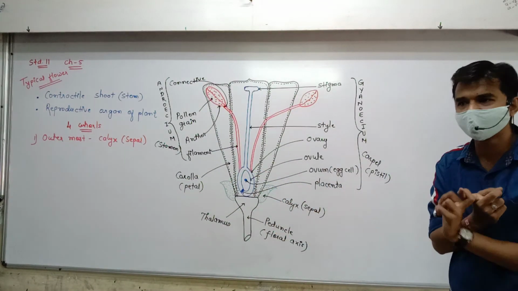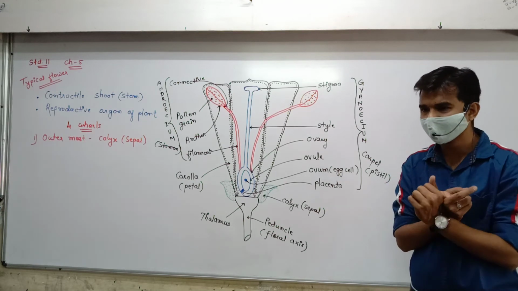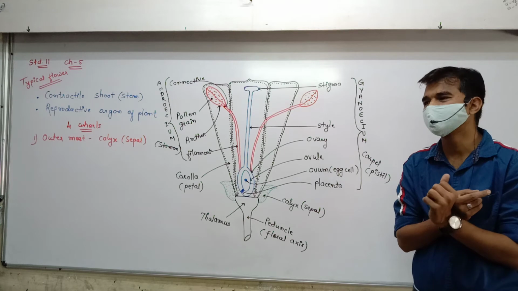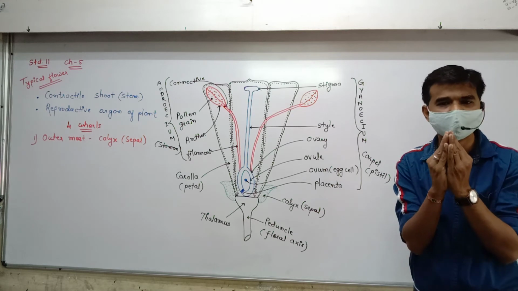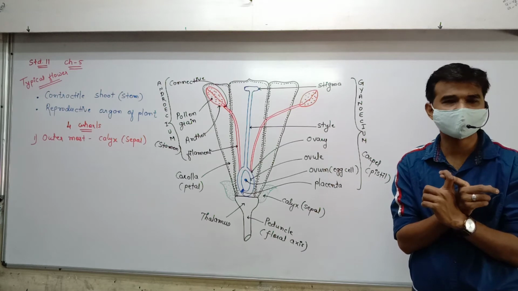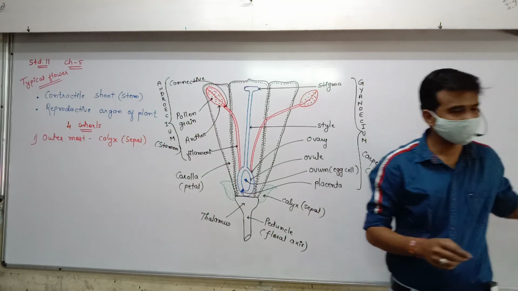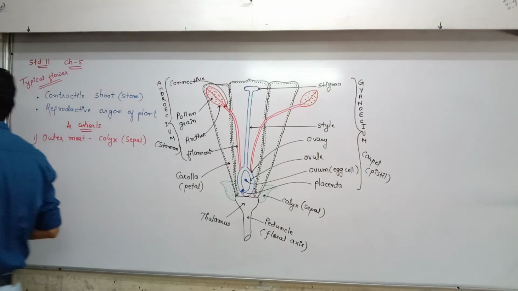Okay, calyx protects the other walls of the flower. It protects all the walls of the flower in the bud form. It is greenish in color, but no chance of photosynthesis. Then, second is corolla.